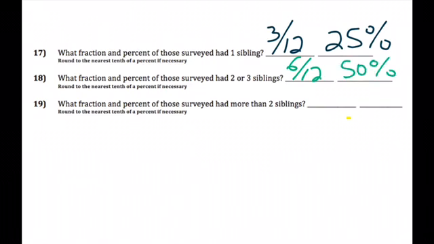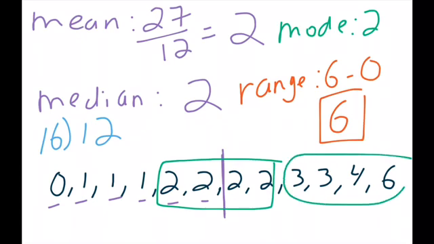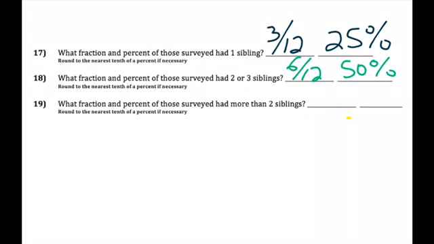Then our last one is what percent of those surveyed had more than 2 siblings? Now that's more than 2 siblings, so it doesn't include 2 siblings. Let's go back and look real quick. There were, right here, 4 people out of the 12 that had more than 2 siblings. So that is 33.3%.